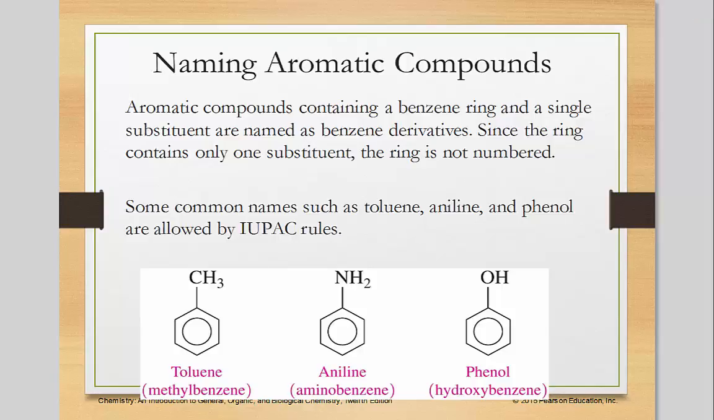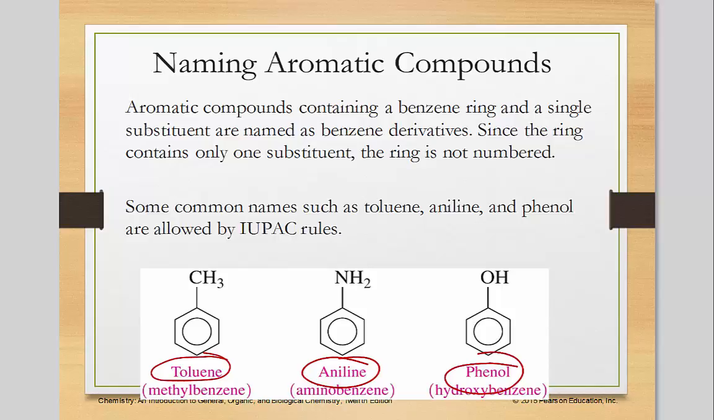Aromatic compounds containing a benzene ring and a single substituent are named as benzene derivatives. Since the ring contains only one substituent, the ring is not numbered. You only number it if there's more than one. These names here, toluene, aniline, and phenol, are memorization. You need to memorize these.